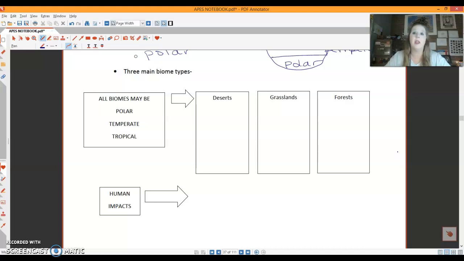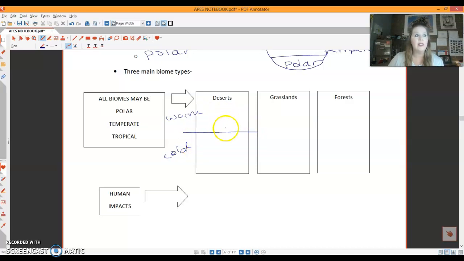And forests can be warm or cold. So they're determined by if they're in the polar, the temperate, or the tropical zone. With deserts, we can have a warm desert, and we can have a cold desert. So what would a cold desert be? Antarctica. There's nothing there. There's no plant life. Any type of animal life is frozen. So those are both considered to be deserts.